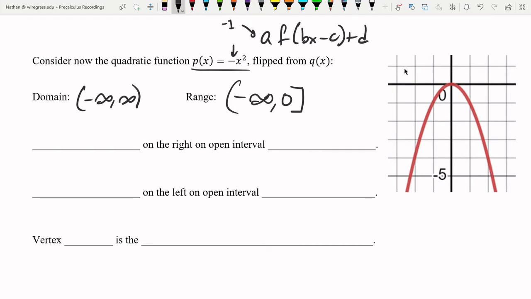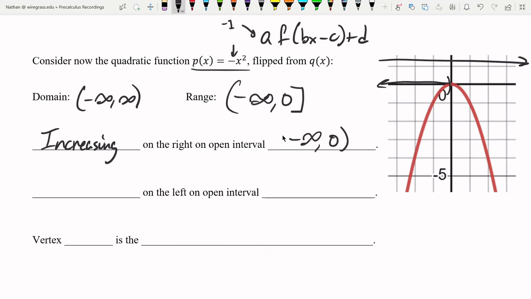And now, as we go left to right, you can see that this function goes upward for this first half. This is increasing on the open interval from negative infinity up to 0. This is an increasing portion of its domain.